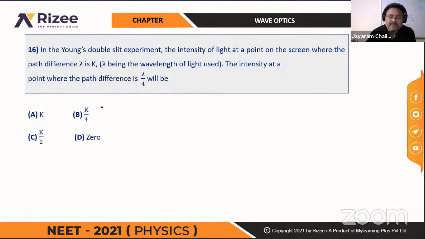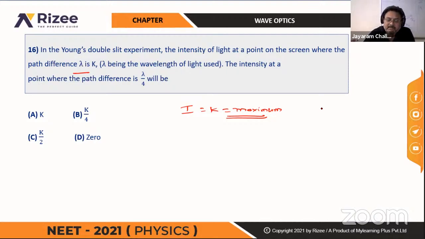Next one: in YDSE, the intensity of the light at a point on the screen where the path difference is lambda is k. So the intensity value at a given point is named k. If the path difference is lambda, this has to be the maximum, because for the minimum the path difference will be of order lambda by 2, 3 lambda by 2, like that. So the intensity at a point of path difference lambda by 4 is asked.